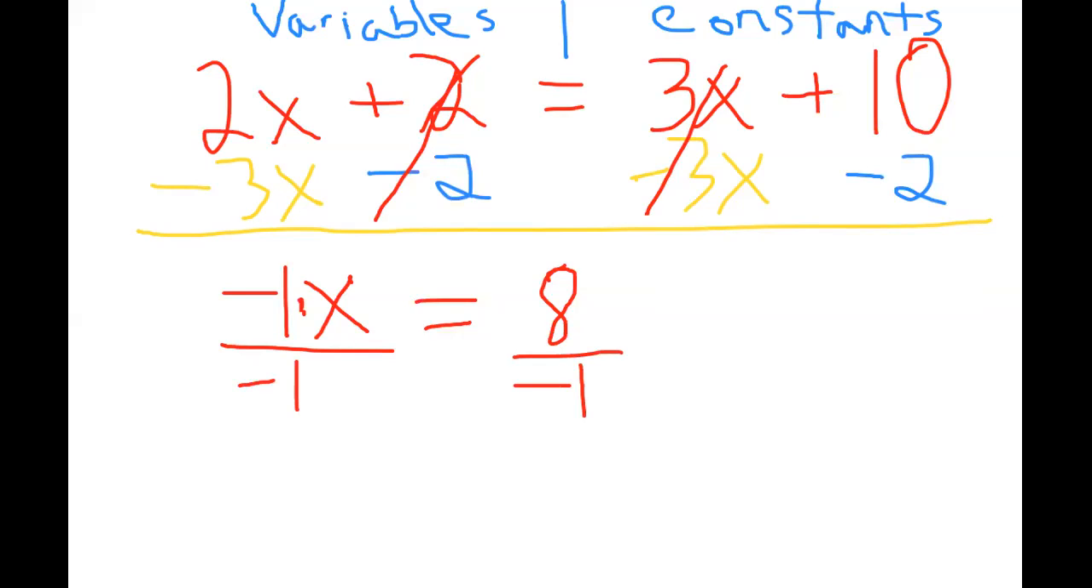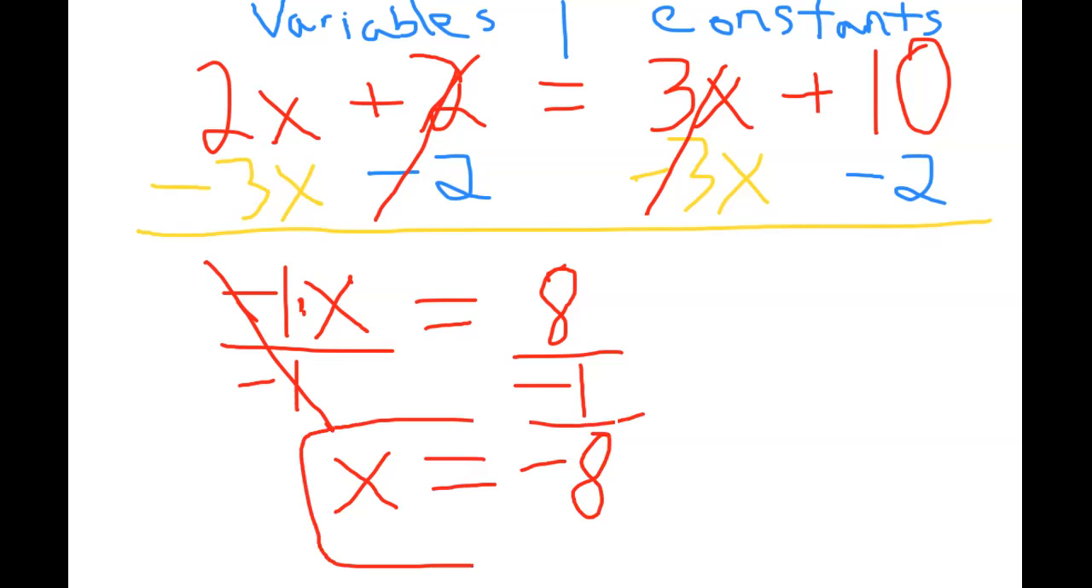If I divide on this left side, these cancel right here, right? -1 divided by -1 would just be 1. So then I just have x. And on this side, 8 divided by -1 gets me -8, okay? That would be an example of where you do the opposite operations on both sides, where you label your left side and right side as variables or constants, and then do the opposite operations until you just have the variable on one side and constants on the other side.